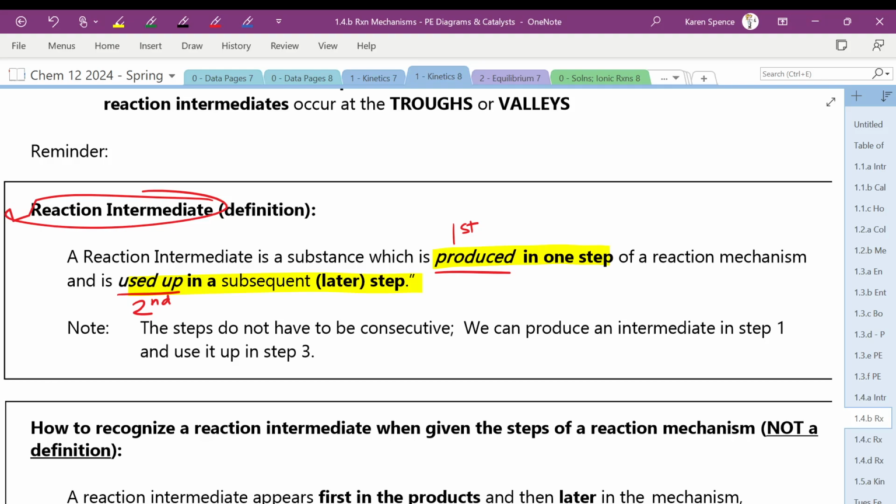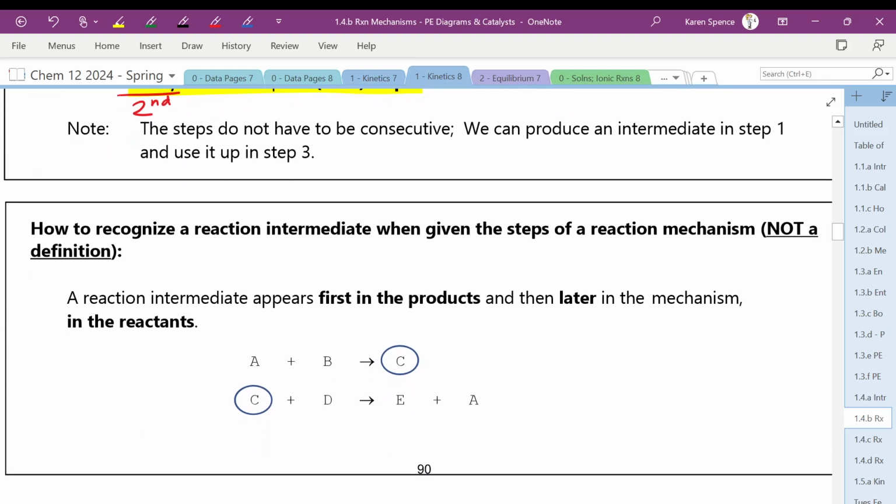To recognize a reaction intermediate, it appears first in the products and then later in the reactants. So first in the products, second in the reactants, and that is a reaction intermediate.